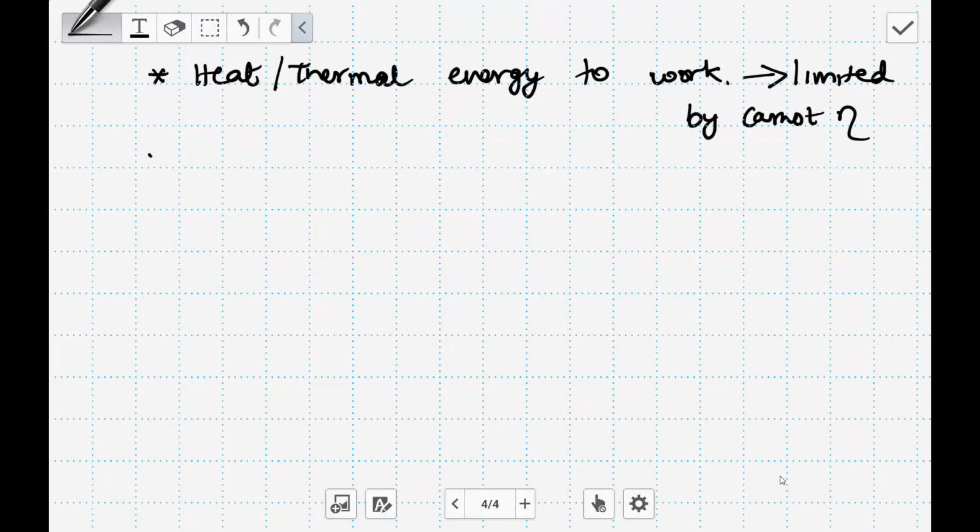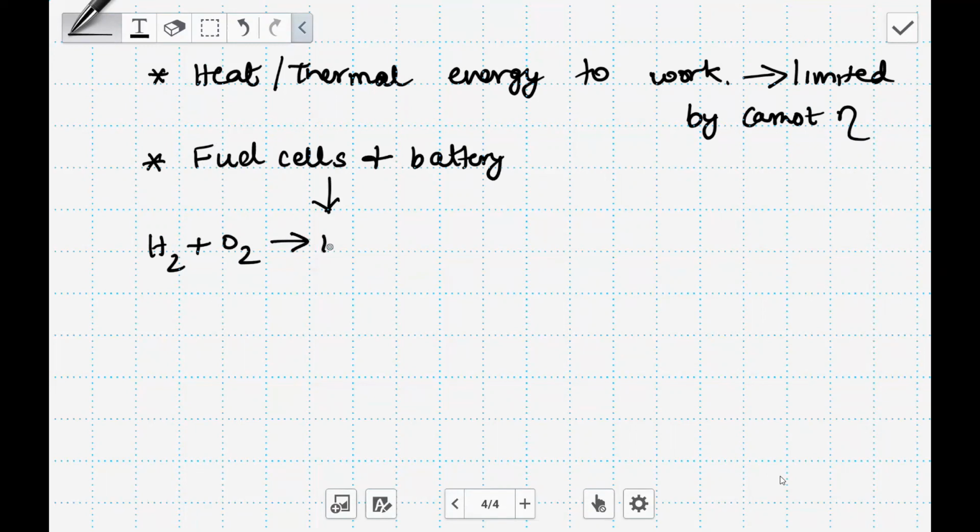However, why we are very interested in fuel cells and batteries is because of what this energy conversion is. What is a fuel cell? In the simplest fuel cell, you burn hydrogen. You react hydrogen and oxygen electrochemically. It's not combustion. Even though we say burn, we are burning electrochemically. We'll see in a subsequent lecture.